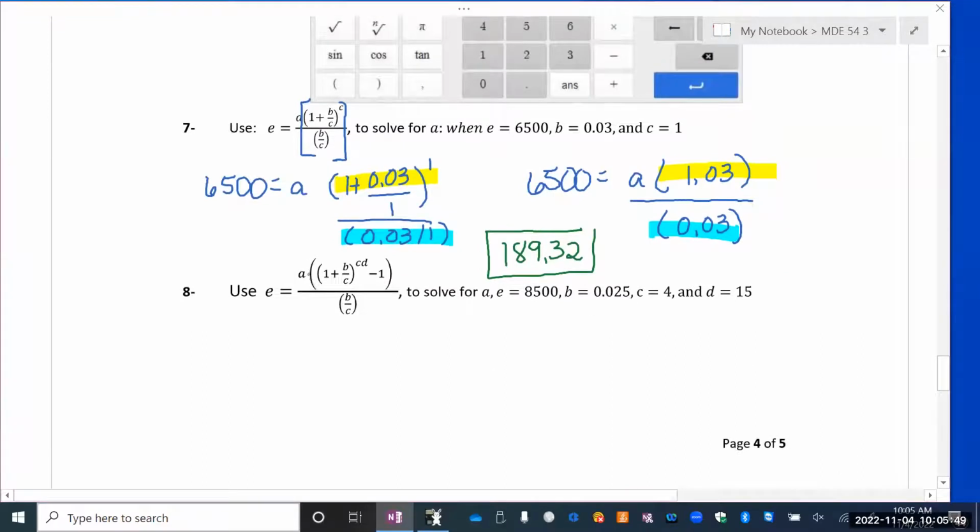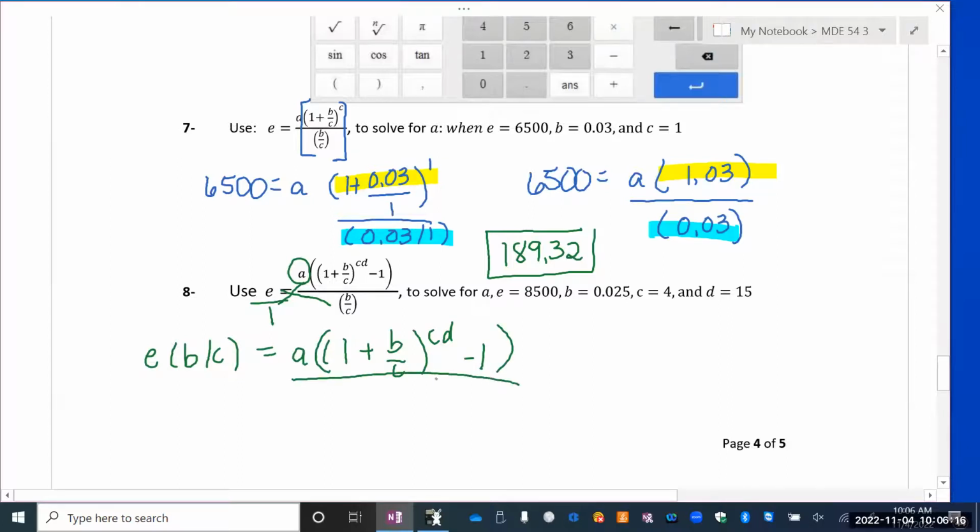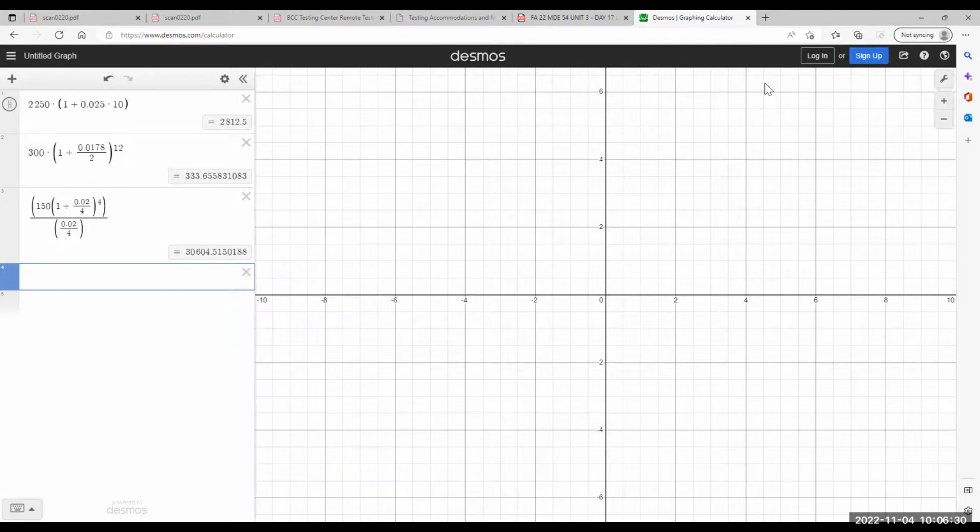And then for my next one, I want to solve for A again. Another method is you could cross multiply. So you could do E times B divided by C equals this A term with all this. And then divide by it. Same thing. Same idea. If you want to see it in Desmos, you can use whatever calculator you're going to use in your class is what you want to use.